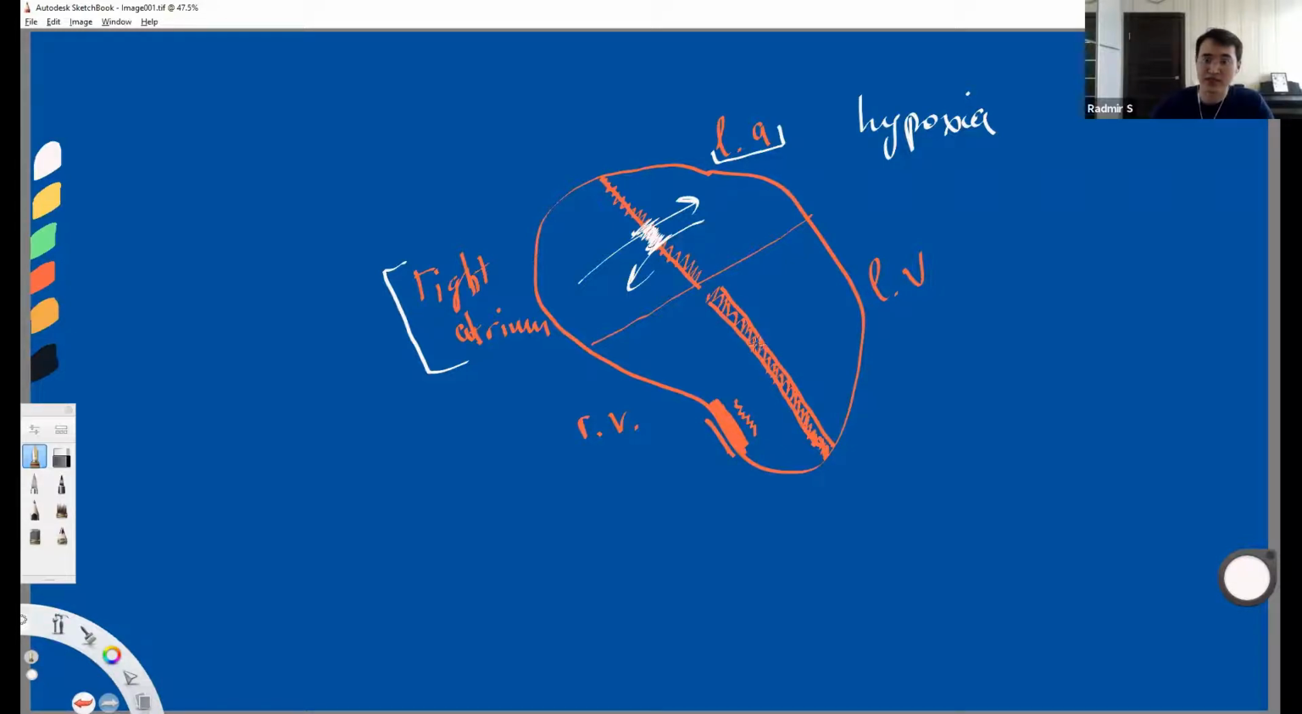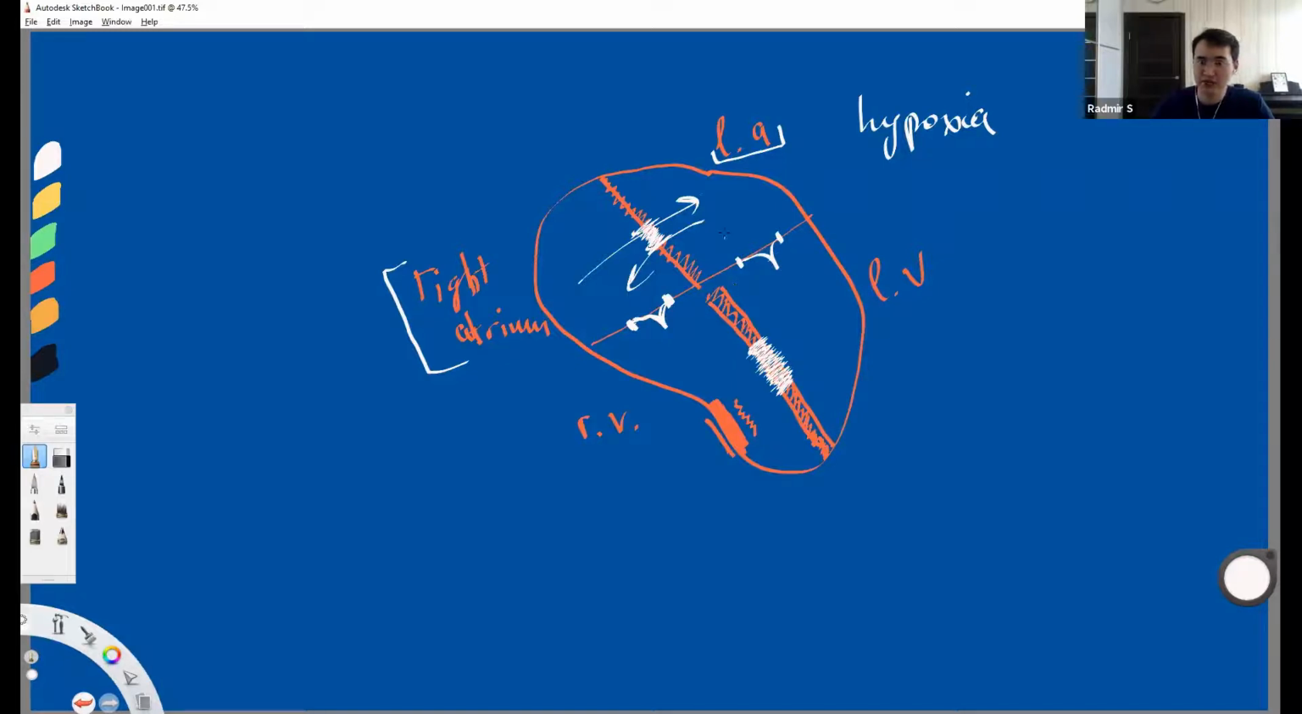Next, we might have problems with the wall between the two ventricles. The same goes, but usually these types of defects are much harsher, and people do not survive these types of defects. We might also have problems with the valves. So here we have the tricuspid valve, and here we have the mitral valve.